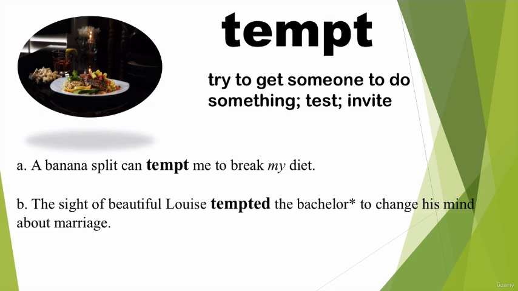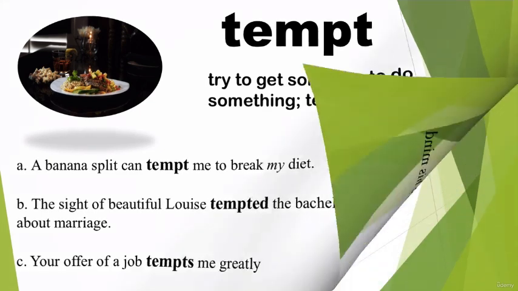The sight of beautiful Louis tempted the bachelor to change his mind about marriage. Yes, the bachelor, which means a single, unmarried person. We learned this word in the first lesson. Your offer of a job tempts me greatly. So tempt means try to get someone to do something, test or invite. We can actually use this word in different situations, different examples.